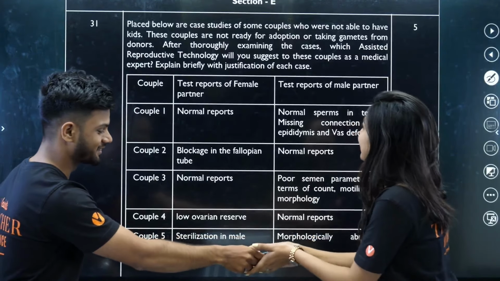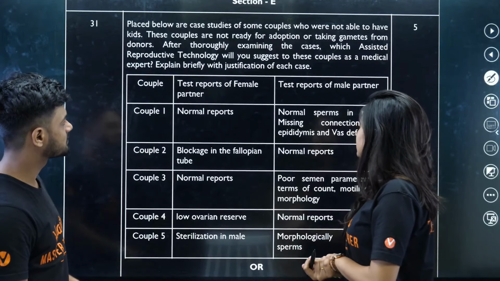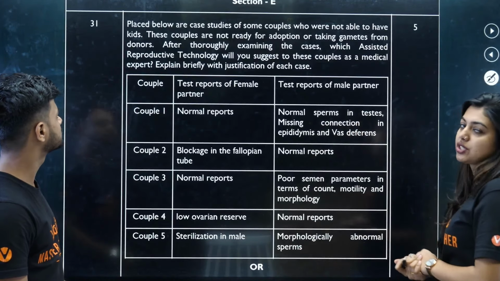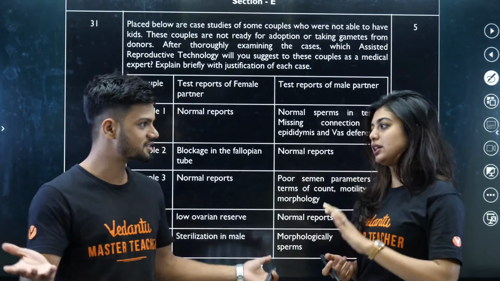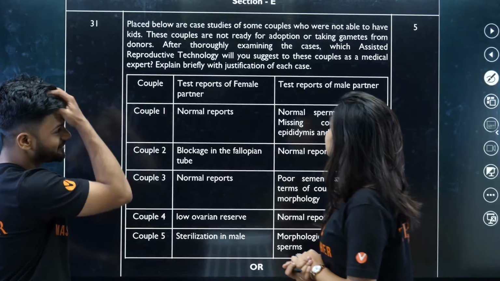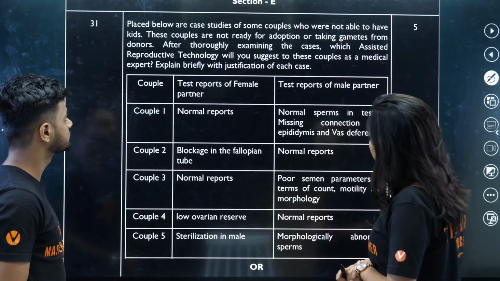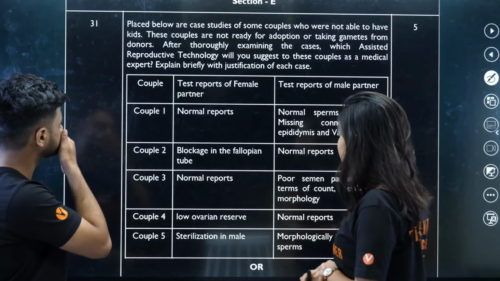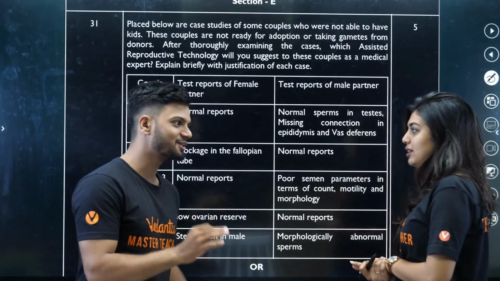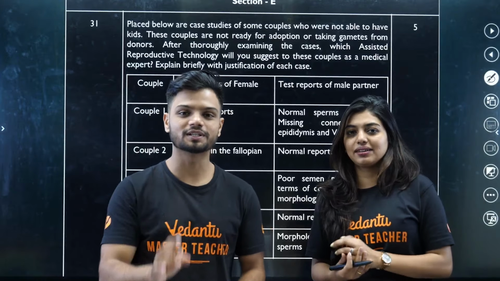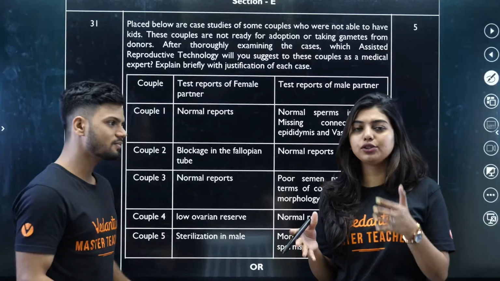Now, section E. Placed below are case studies of some couples who were not able to have kids. So those who were not able to conceive, what are the assisted reproductive technologies, ARTs, that we will use? These couples are not ready for adoption or taking gametes from donors. After thoroughly examining the cases, which assisted reproductive technology will you suggest to these couples as medical experts? So they're asking you to become doctors now. If you were a doctor, what would you suggest to them? Because they don't know about the ART, you know about the ART.